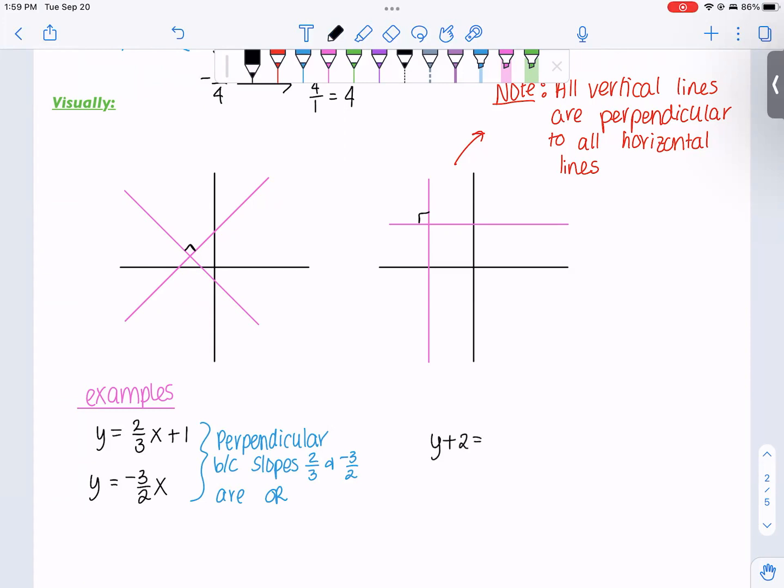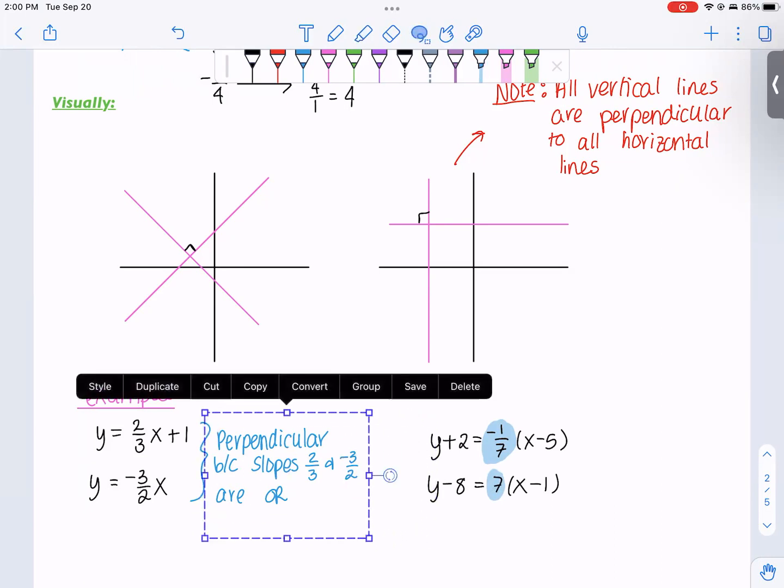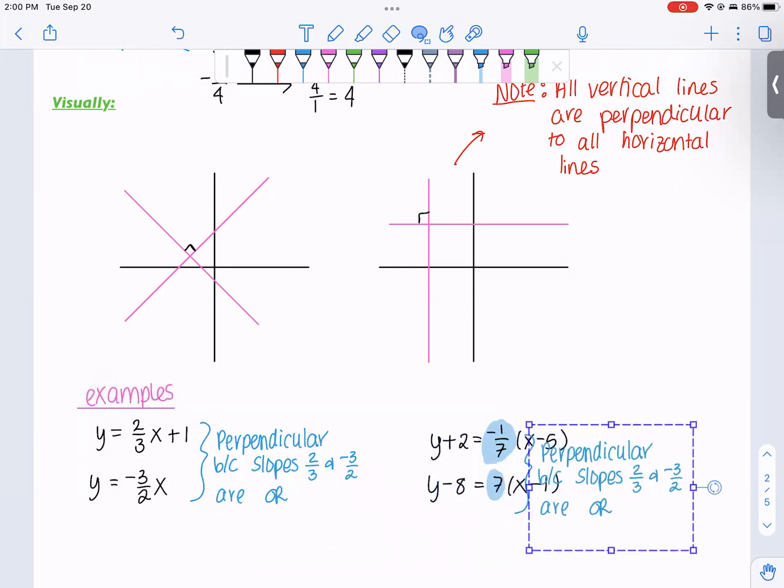Something like y plus 2 is equal to -1/7 times x minus 5, and y minus 8 is equal to 7 times x minus 1. These guys right here are in point slope form. We don't care what the point is, we just care about the slope. If we look at those slopes, those are indeed opposite reciprocals. They are opposite signs and they are reciprocals of one another.